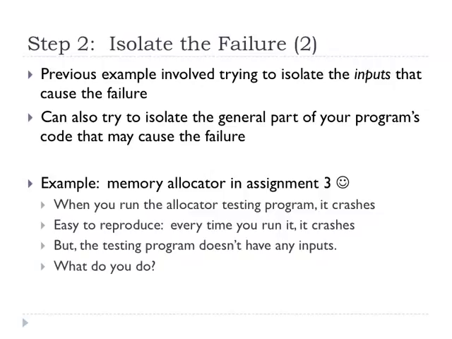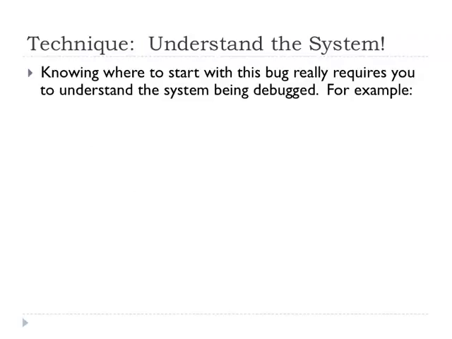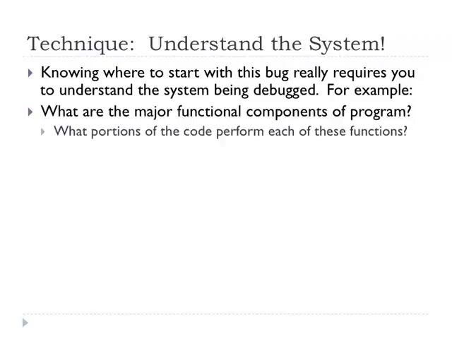This is where it gets a little bit more challenging. Okay. So like I say here, another important thing to do when you're trying to debug a program is you have to make sure that you really understand the system that you're trying to debug. Okay? So question, what are the major functional components of the program? And what portions of the code map to each one of those major functional components?